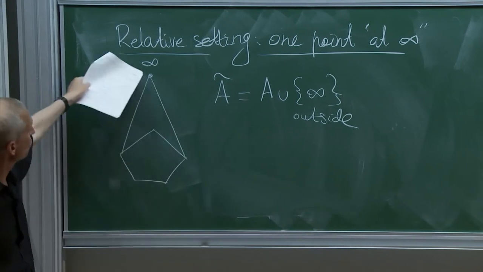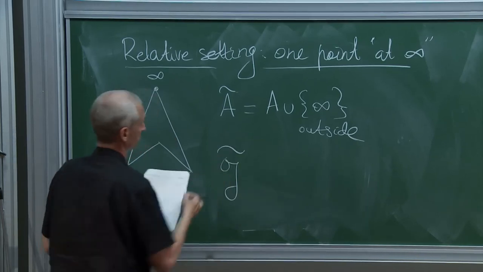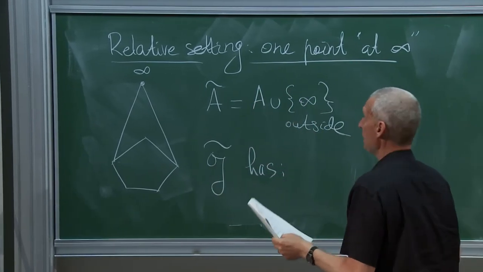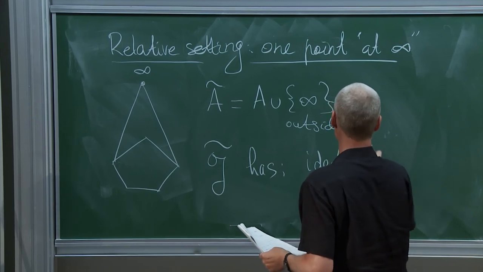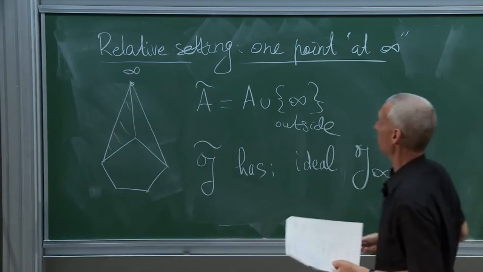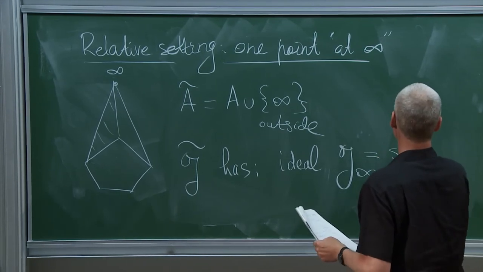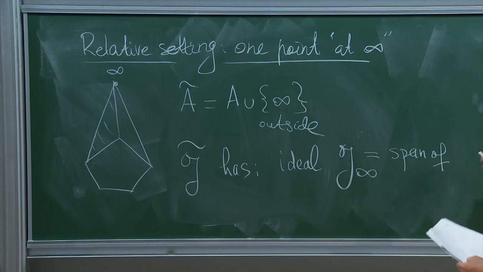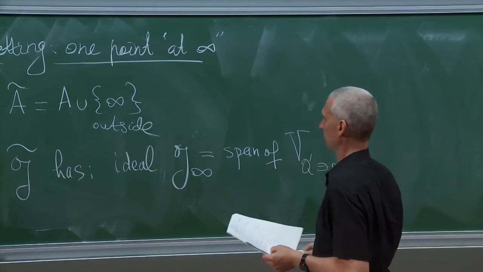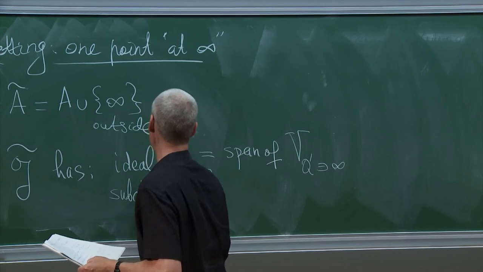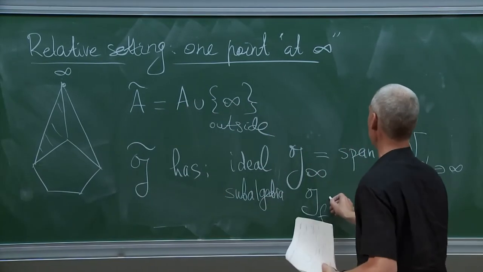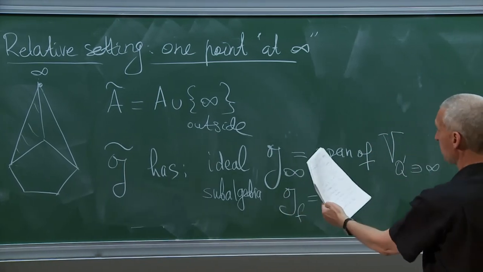Then in this case, we can form the corresponding L-infinity algebra, call it G tilde. We can do it with coefficients, we can do it without coefficients. So first of all, it has an ideal in the obvious sense, called G infinity, which consists of infinite polygons, polygons of which one vertex is at infinity, equal to the span of, well, I use this notation V_Q' for the generators, for Q' containing infinity. And the sub-L-infinity algebra, G_F, which is simply the algebra corresponding to A. And this is a direct sum of both of them.